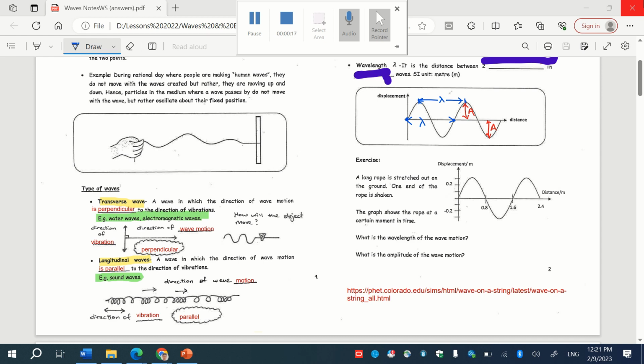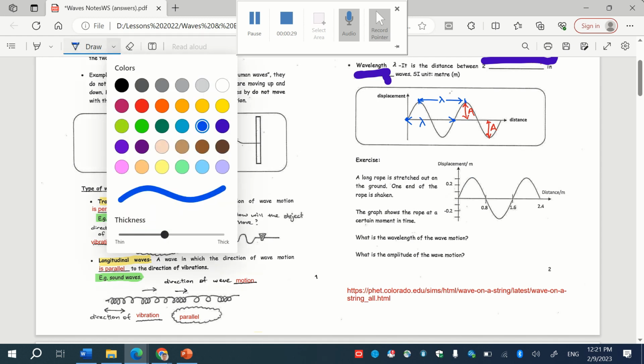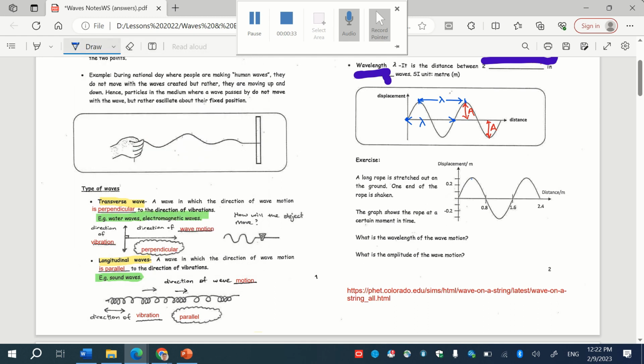If you remember, in the very first lesson you already learned how to tell the amplitude from here. Amplitude is the maximum displacement, from rest position to the top or to the bottom. That's the amplitude, right?